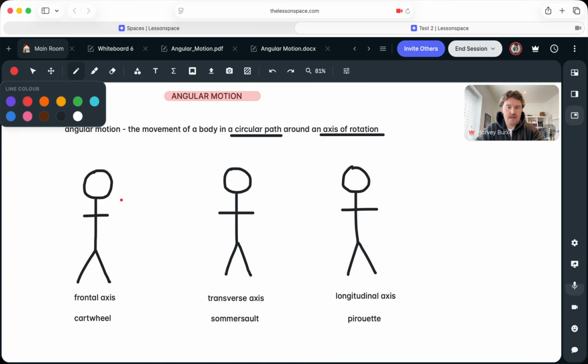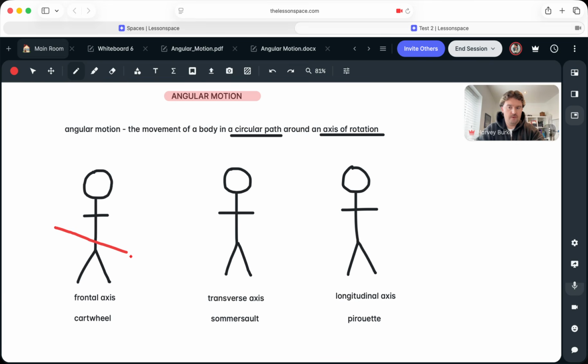And there's three axes of rotation that they want you to know about. So there's an axis of rotation that runs through the body from front to back, and that's called the frontal axis if you're an OCR student. And then they call this one the sagittal axis if you're an AQA student. And this is where you could perform a cartwheel. So these are just imaginary lines that you'd be rotating around.